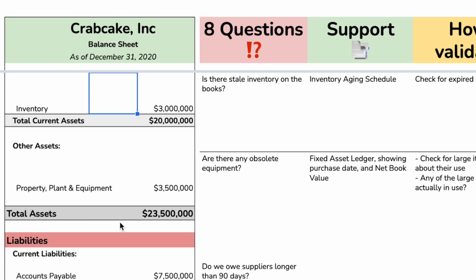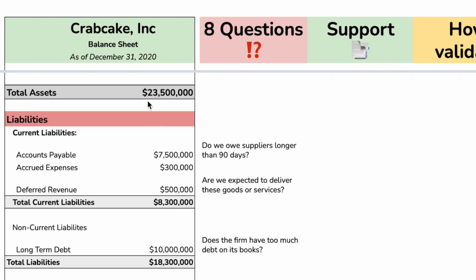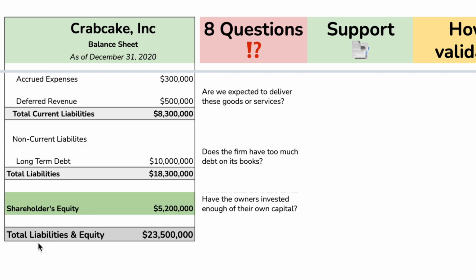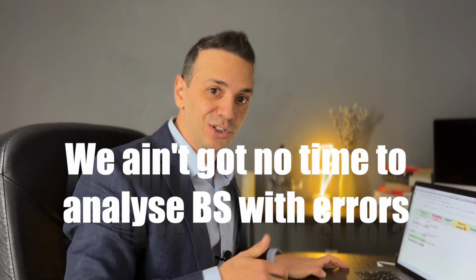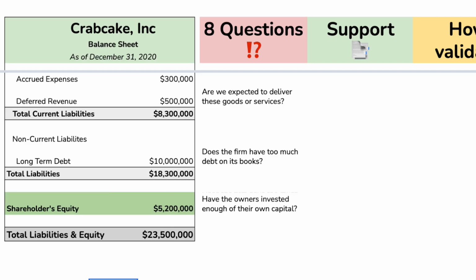And the first thing to look at is to scroll down to the total assets line and look at total assets. In this case, it's $23,500,000. Make sure that it equals the other side, which is total liabilities and equity, also $23,500,000. Hence the name, balance sheet. It has to balance. And if it doesn't equal, you send it right back because we ain't got no time to analyze a balance sheet that doesn't balance, right? So this is the first thing you look at.